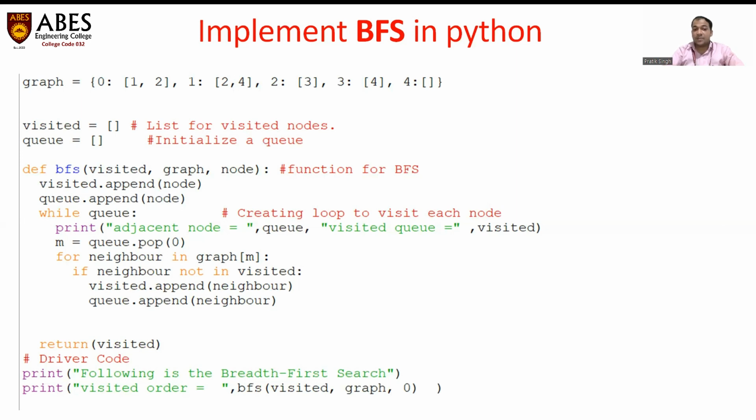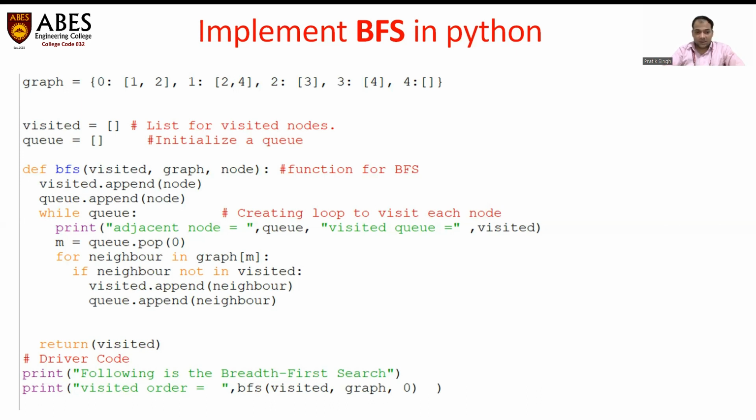Graph means we pass the adjacency list. Visited means we pass the visited queue, and node means what is your starting node. You tell the function your starting node, from where you start your traversal. Now in the next line, visited dot append.